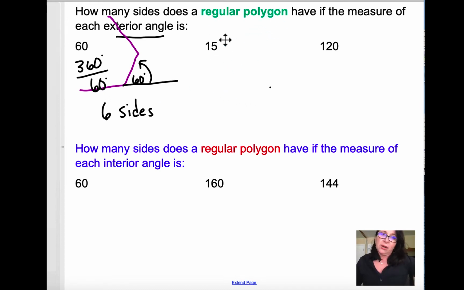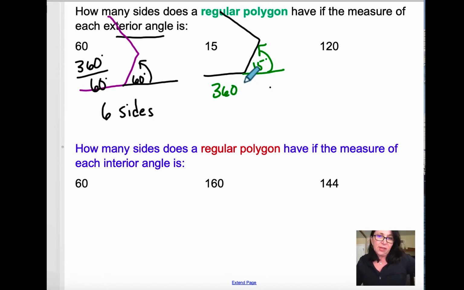For this one, it says, how many sides does a regular polygon have if one exterior angle is 15? So again, here's my exterior angle. This exterior angle is 15 degrees. So again, 360 degrees, because the sum of all the exterior angles all the way around is 360 degrees. If I divide that by 15, what am I going to get? 360 divided by 15, I get 24. And so that means I have 24 sides.